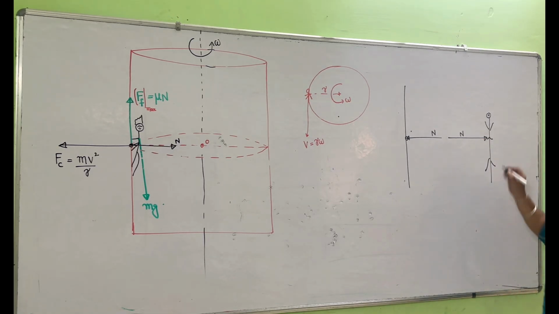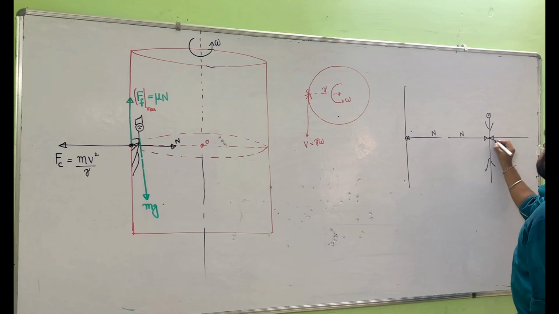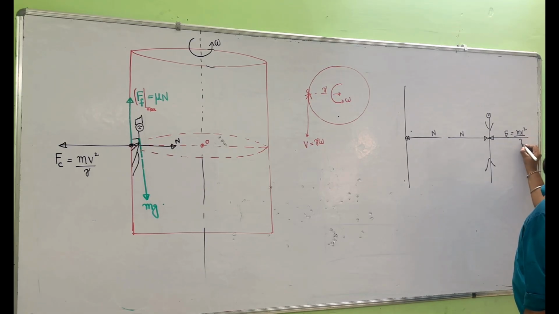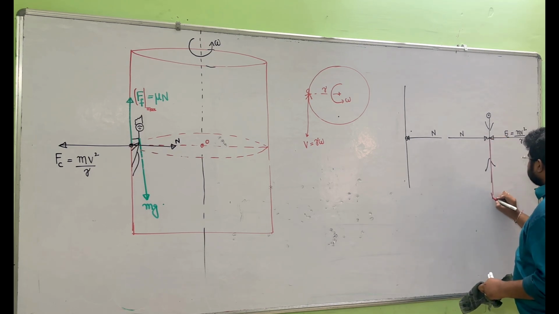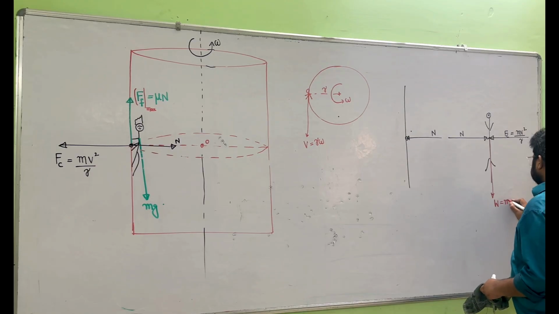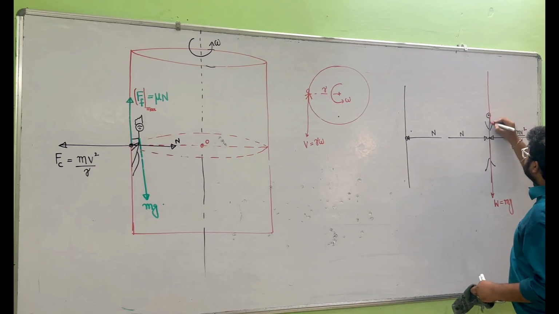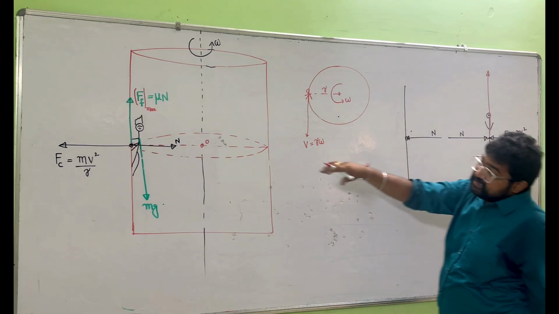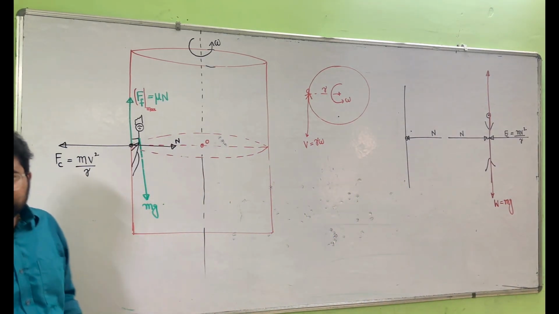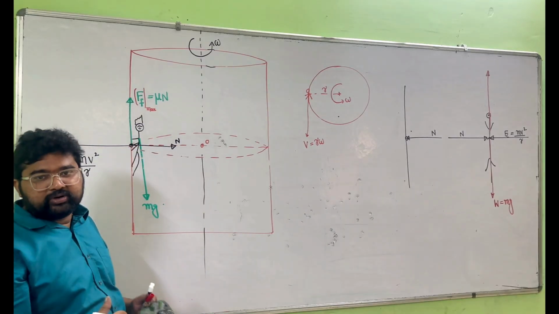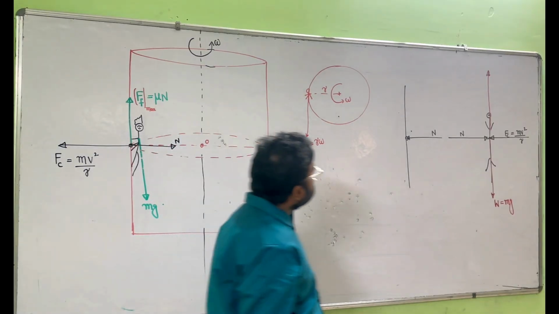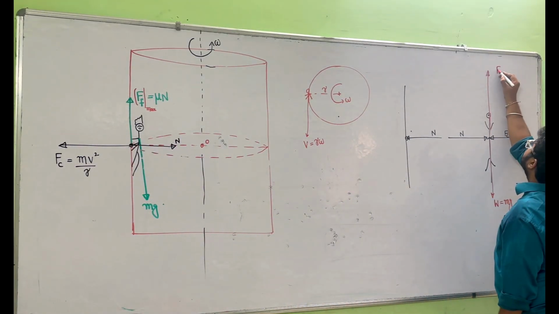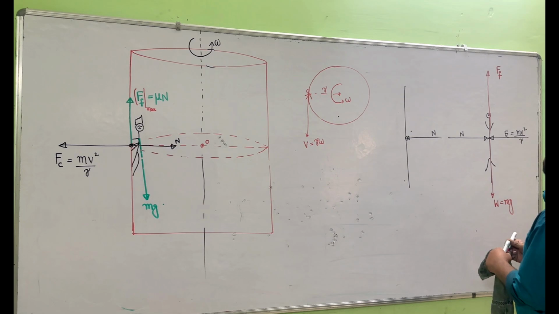Are you clear? Centrifugal force is acting away from the center of circular motion. That is mv square by r. Weight is acting vertically downward. Now frictional force is acting. He is about to slip down. Frictional force always acts opposite to the direction of motion. This is the frictional force.